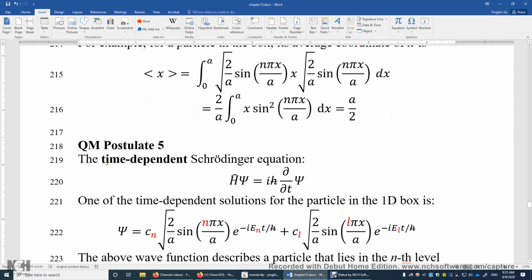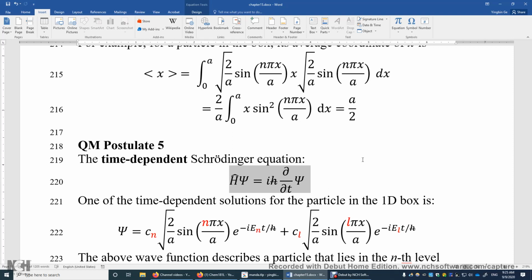Postulate 5 is the time-dependent Schrodinger equation. So this equation is postulate 5. Basically, it tells you how the wave function changes with time. And this equation governs the entire universe and anything inside the universe.